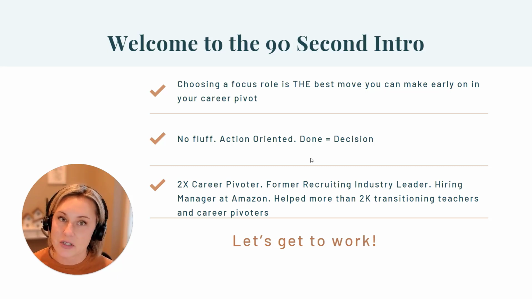And so what you're going to find in this course is this is a quick and to the point course. This is not meant to be an activity. This is not lots of fluff. This is action oriented so that when you are done, you have a decision and you are ready to move on. I expect that you will complete this course in a matter of a couple days and you'll feel super confident when you're done.